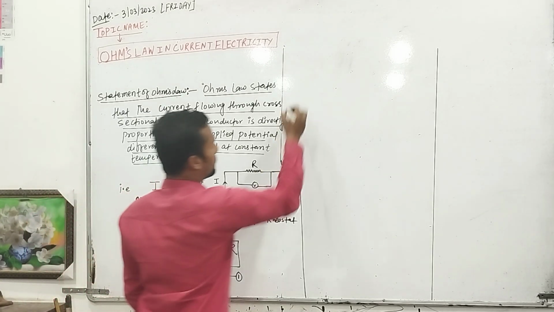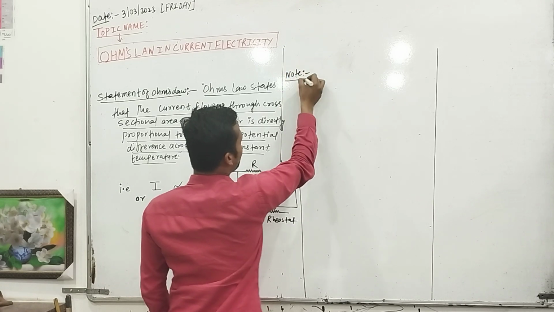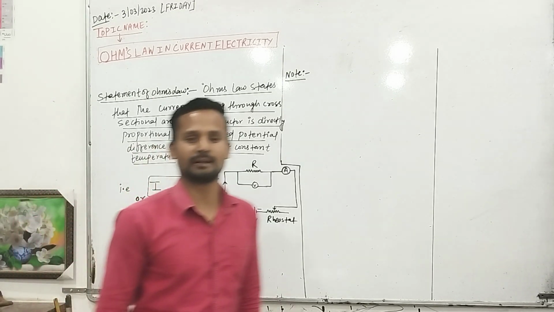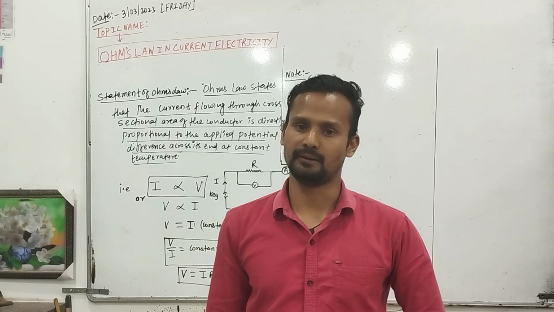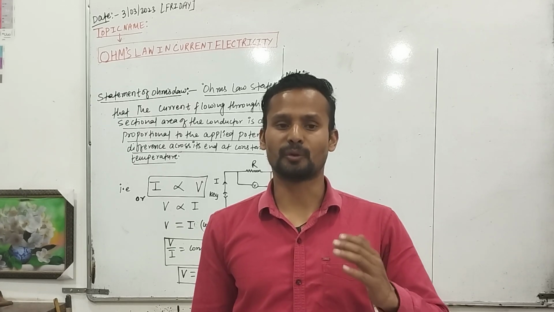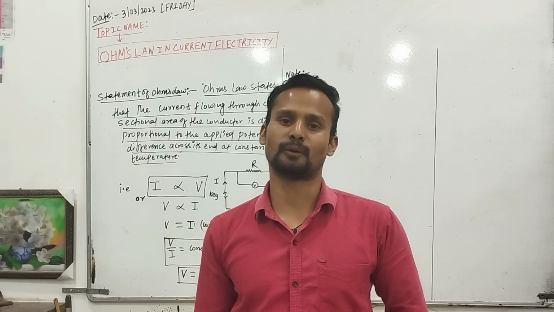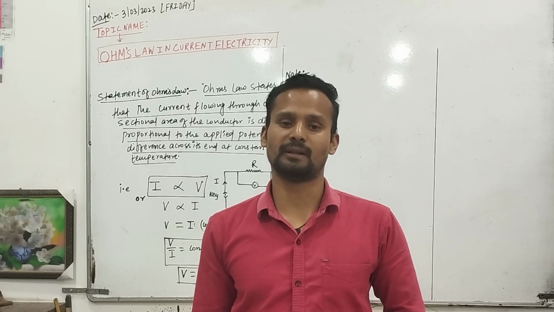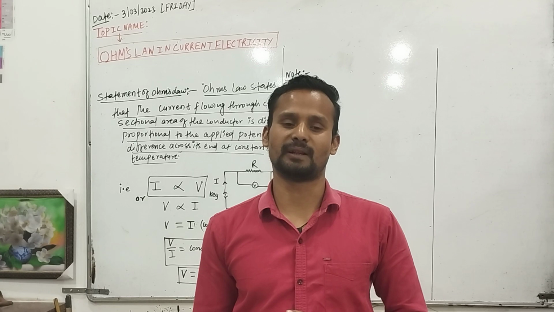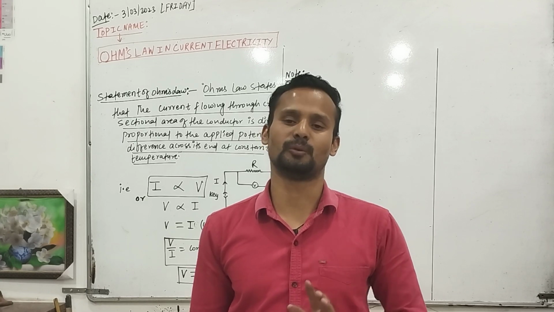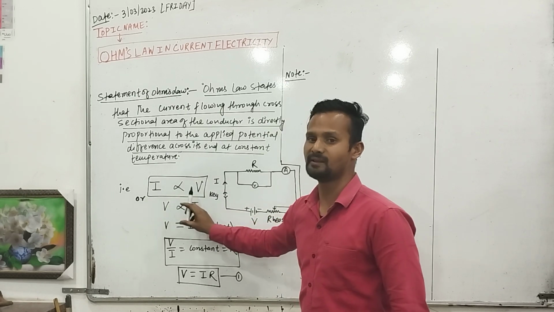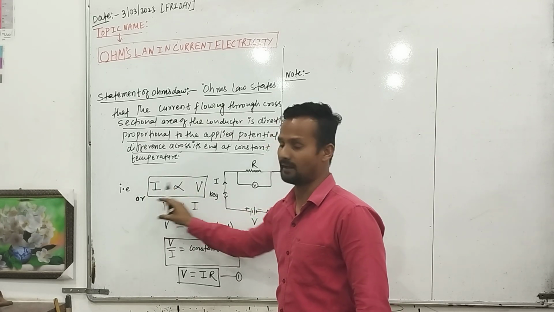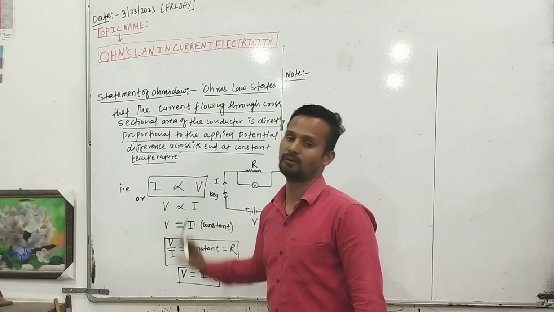One of the most important things to note here is that the current is directly proportional to potential difference. What does it mean? It means that if the potential difference is doubled, then the current flowing through the conductor also gets doubled. And if the potential difference applied across the conductor is halved, the current flowing through the conductor will also get halved. So this must be noted. There is a proportionality between these two, which means that if potential difference is increasing, the current also increases, and if potential difference is decreasing, the current also decreases.